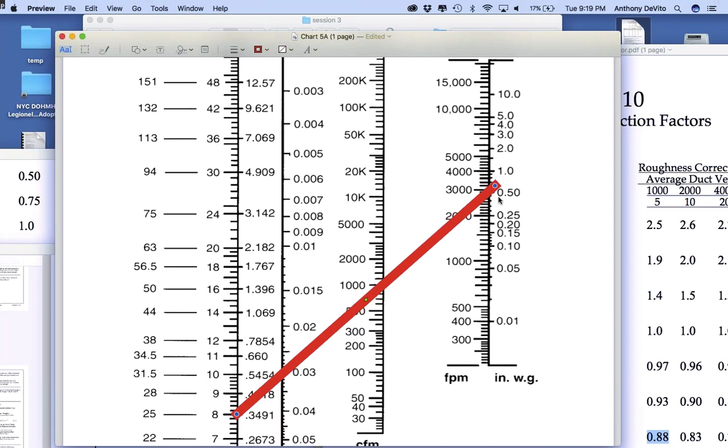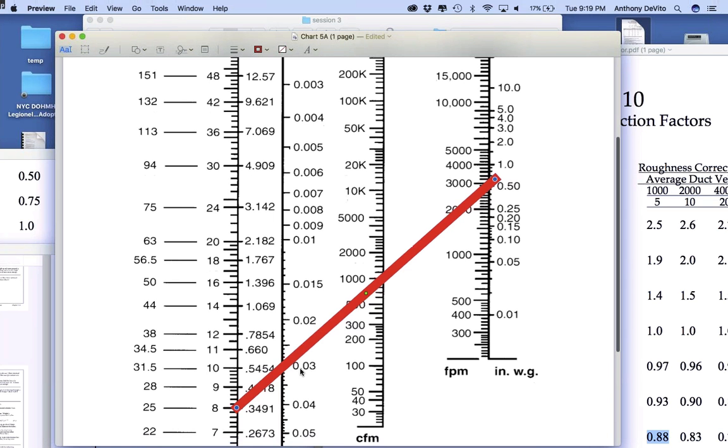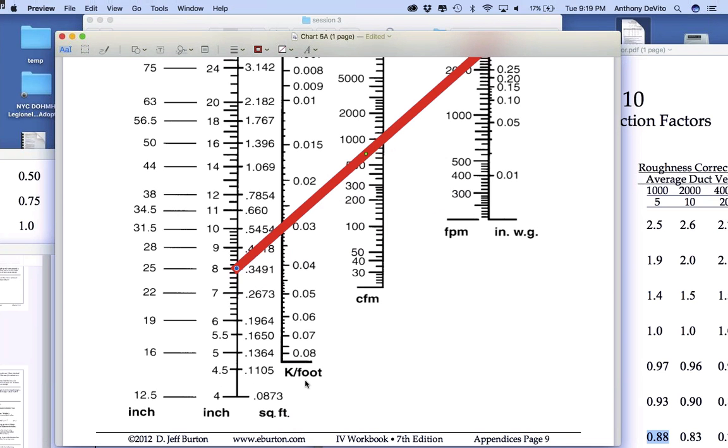So, long story short, you got a piece of paper there, write it all down, right? Static pressure loss is equal to K. What's K? K is 0.03 times roughness, 1, times velocity pressure, 0.48, times the length of ductwork, 43. Is this friction loss? That's friction loss, yes, right there. If you look at the bottom of that, that's K per foot. That's a constant for the rate of friction loss per foot of ductwork.